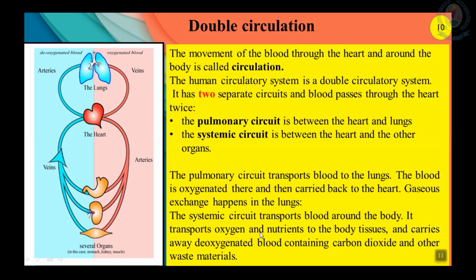Double circulation. The human circulation is a double circulatory system. It is made out of 2 circuits. The first one is the pulmonary circuit and the second one is the systemic circuit. In the pulmonary circuit, deoxygenated blood is pumped from your heart to your lungs and becomes oxygenated. In the systemic circuit, this oxygenated blood that is returned to the heart is pumped to the rest of your body.